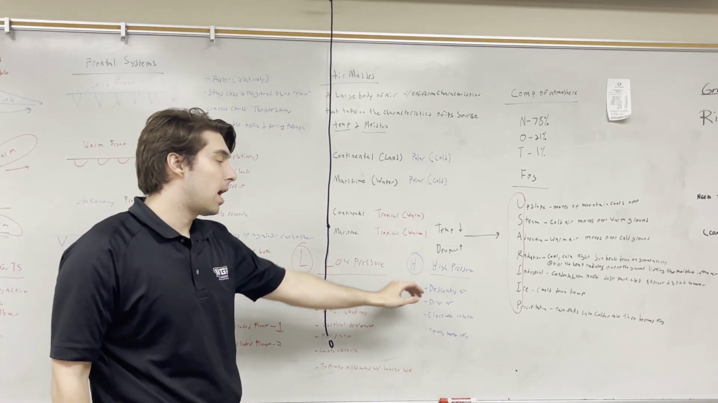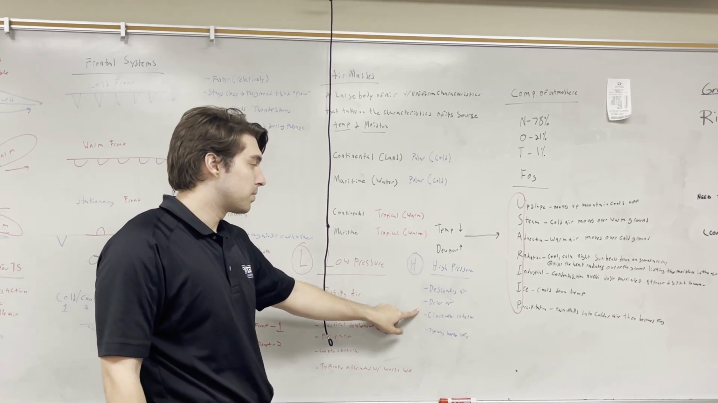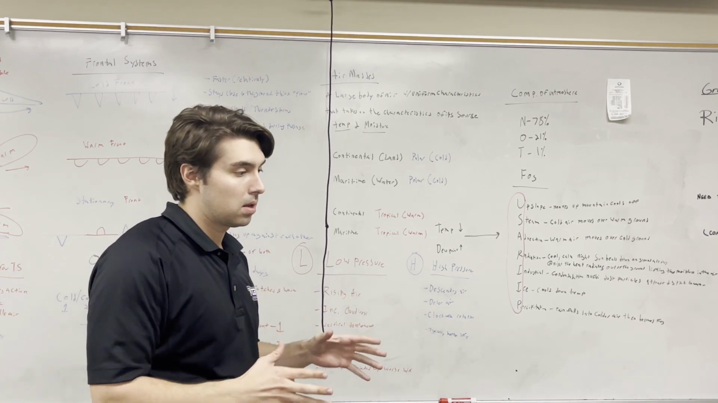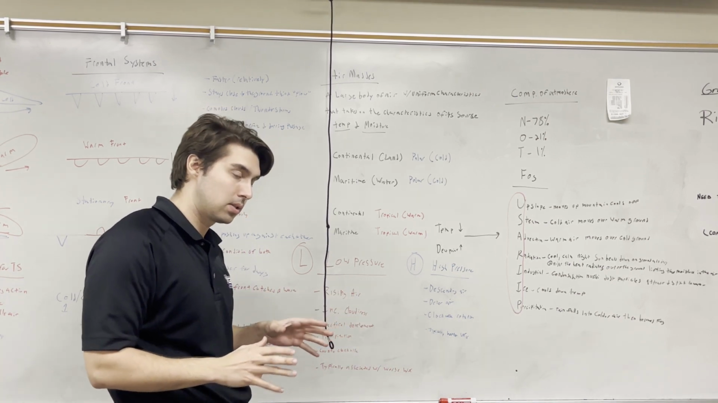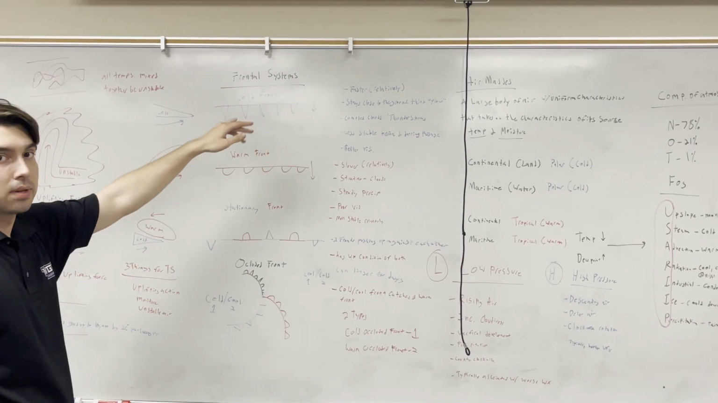Now we're going to talk about high pressure, okay? Descending air, drier air, clockwise rotation, and typically better weather. And from what I understand, that's just a non-moving cold air mass, okay? So now we're going to talk about the frontal systems, okay?